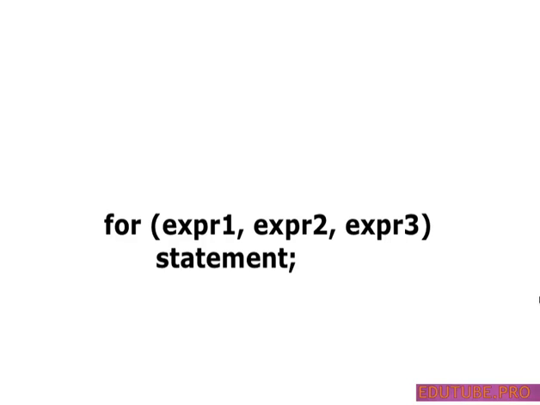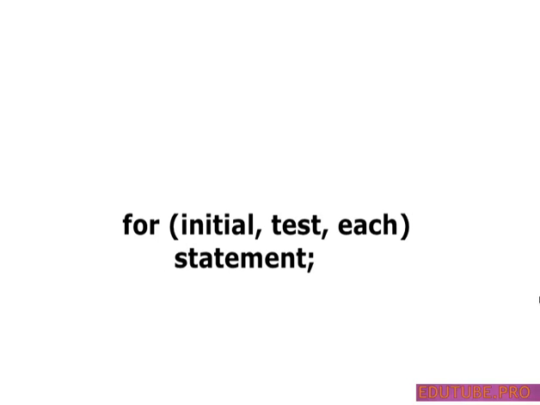And the third one is going to be what happens at the end of each and every loop. So it may be helpful, instead of looking at it as just expression 1, expression 2, expression 3, to look at it as initial, test, and each. Initial is the initial value we're giving. We're initializing something. Test will be the test that we perform each time, and as long as it's true, we'll continue the loop. And each will be the action that we perform at the end of every loop before looping back to the top and doing the test again. Let's take a look at it in practice.